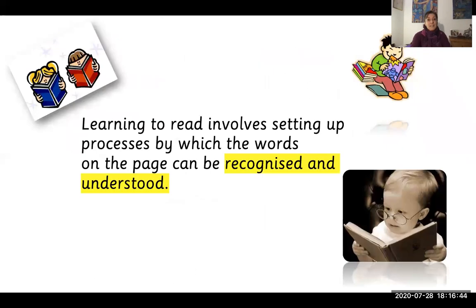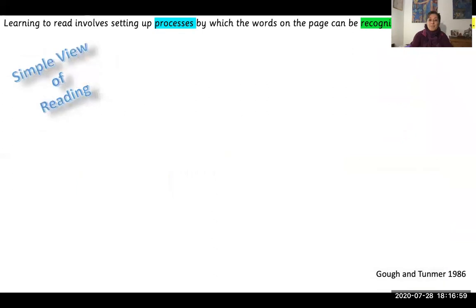Now, to understand this, we need to think that learning to read involves setting up processes by which the words on the page can be recognized and understood. And that is in a formula. And this is the formula of the simple view of reading.